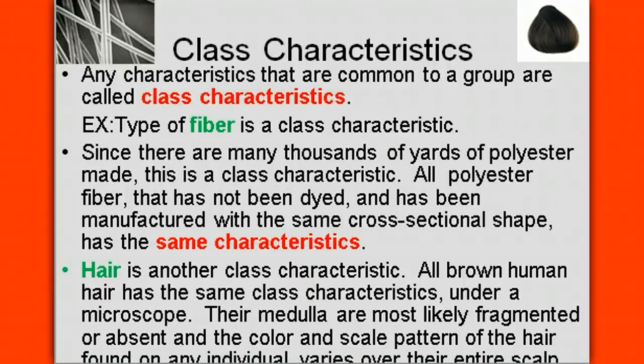All human hair has the same characteristics underneath the microscope. The medulla are most likely fragmented or absent. The color and scale pattern of the hair found on any individual varies over the entire scalp.